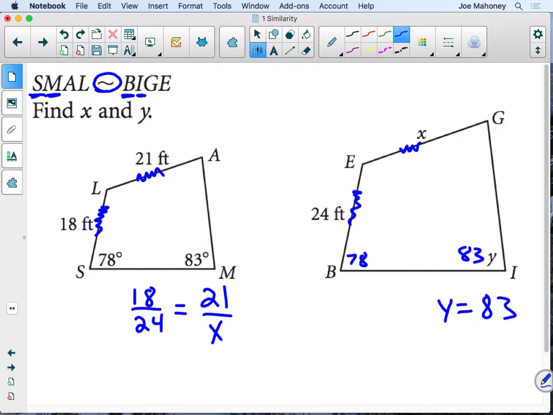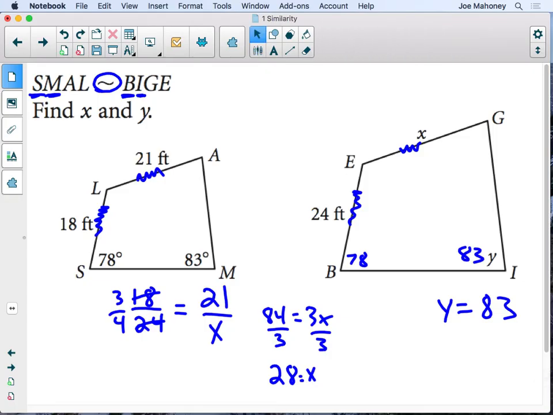We can solve this equation a number of different ways. One thing I notice is that 18 over 24 can be reduced to 3 over 4. That might make my multiplication a little easier. If I do 4 times 21, that's 84. 3 times x is 3x. If I divide both sides by 3, 3 goes into 84 28 times. So x is equal to 28.